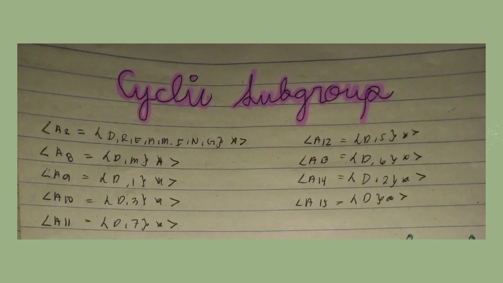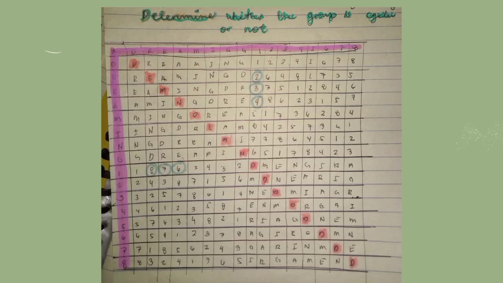So here is the list of subgroups that are cyclic subgroups. We have A sub 2, A sub 8, A sub 9, A sub 10, A sub 11, A sub 12, A sub 13, A sub 14, and lastly A sub 15. Next, we need to determine whether the group is cyclic or not.